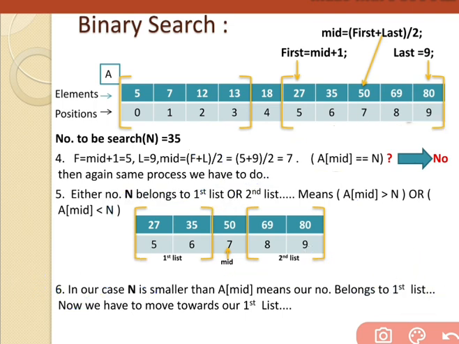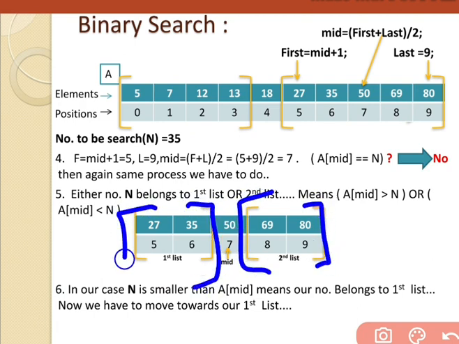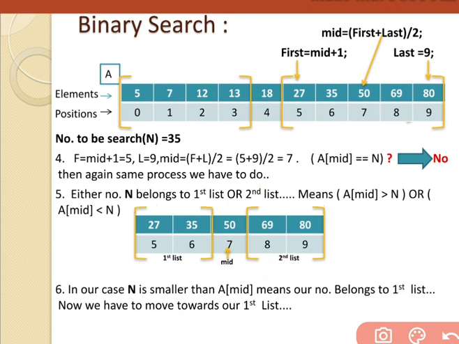Our list is divided into two parts, this one and this one, and we have to move either in the first list or in the second list. How are we going to know? In this way: either the number to be searched is smaller than the mid location or larger. Either one happens, so firstly we have to check it.